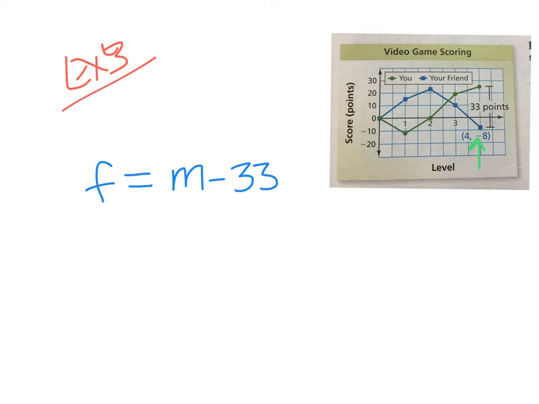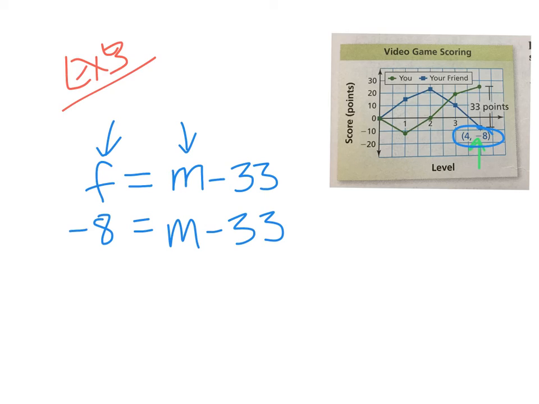Now, can we see what my score is? Oh, no, but we can see my friend's score. It's at what? 4, negative... well, 4 is the level. What's the negative 8? That would be the score, wouldn't it? So we can put a negative 8 here where my friend's score is. Okay, because the F stands for my friend, M stands for my score, right? My friend's score is at 4, negative 8. So level 4, and then the score is negative 8.